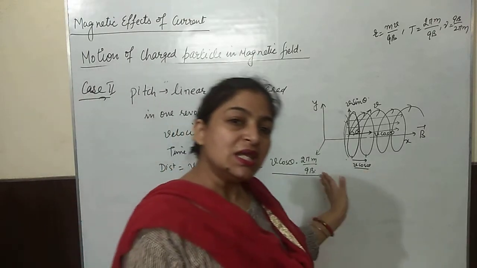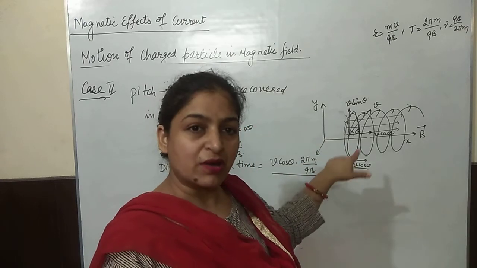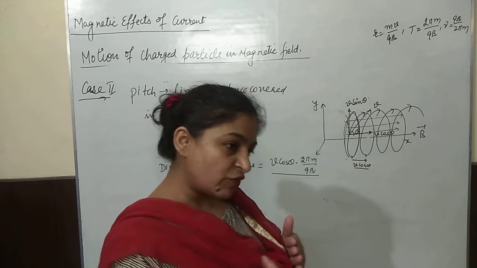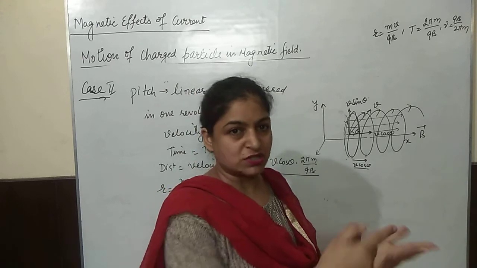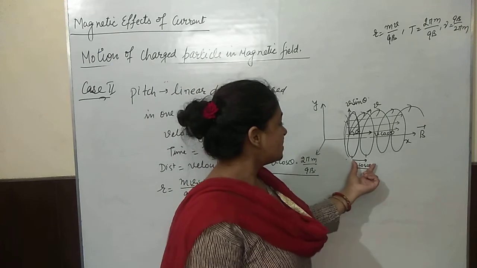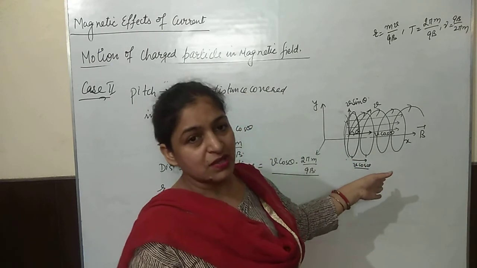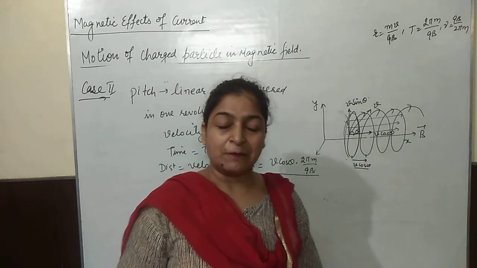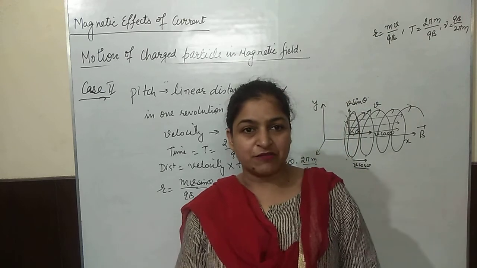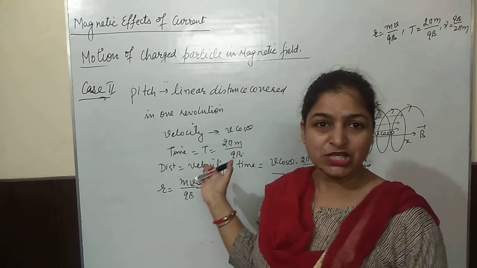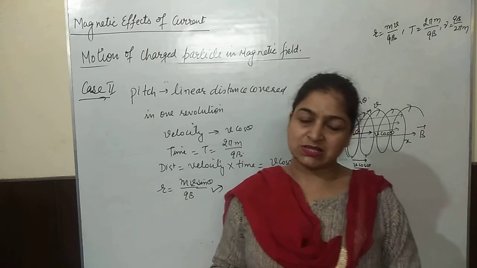Pitch is the linear distance covered when it is moving in one revolution. So how much linear distance, how far forward it moves in one complete revolution, that is the pitch. So linear distance is velocity times the time taken, and you can consider these to find the pitch of the charged particle. So this is all about the motion of the charged particle in a magnetic field. Depending upon this, the application is the cyclotron. So cyclotron is the next topic we will discuss in the next lecture.